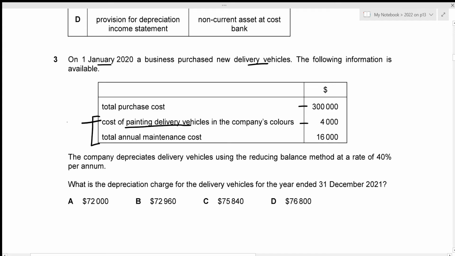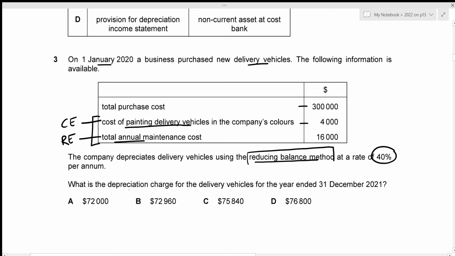So this is a part of the capital expenditure, right? And the next one we have is total annual maintenance costs. So these are the annual costs, which means that we need to repay it again in the next year. So these are revenue expenditure. All right. Then the company depreciates delivery vehicles using the reducing balance method at a rate of 40%. So this is the rate of depreciation, and we need to charge this rate to our net book value because we are depreciating it under the reducing balance method, right?